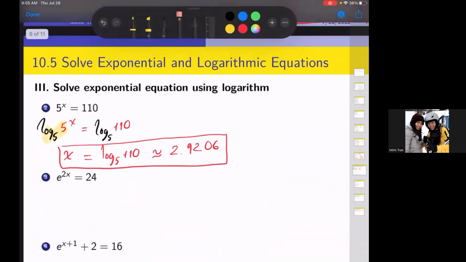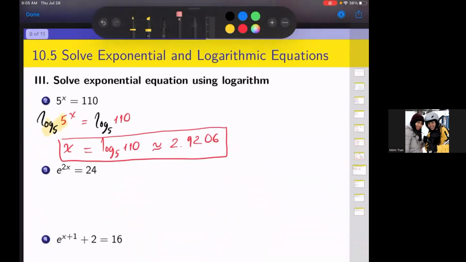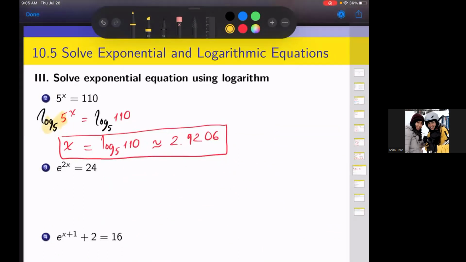Okay, so let's do this one, number 3. What do you think I'm going to take log base what on both sides? Base e, right? Log base e, which is ln. So what I'm going to do is add ln to both sides. Or you can do log base e, it doesn't matter. Log base e and ln are the same thing. I just like ln because I have to write less.